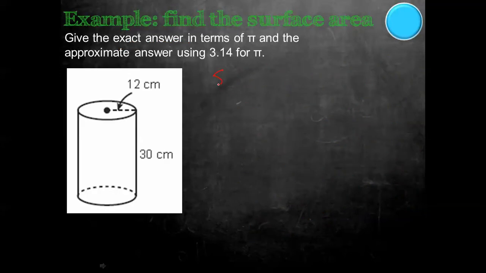Okay, so again, same thing. It wants exact and approximate. So we have surface area equals 2 pi rh plus 2 pi r squared. So we're just going to plug in here. 2 times pi times r is 12, right? The radius is 12. The height is 30. And then 2 pi, again, the radius is 12 squared.